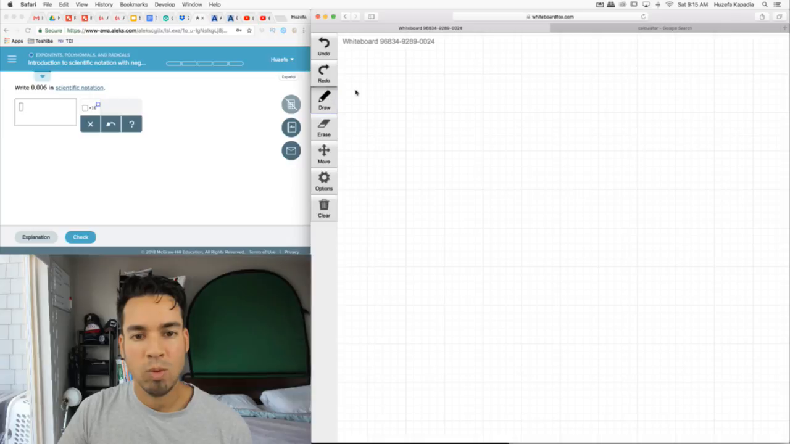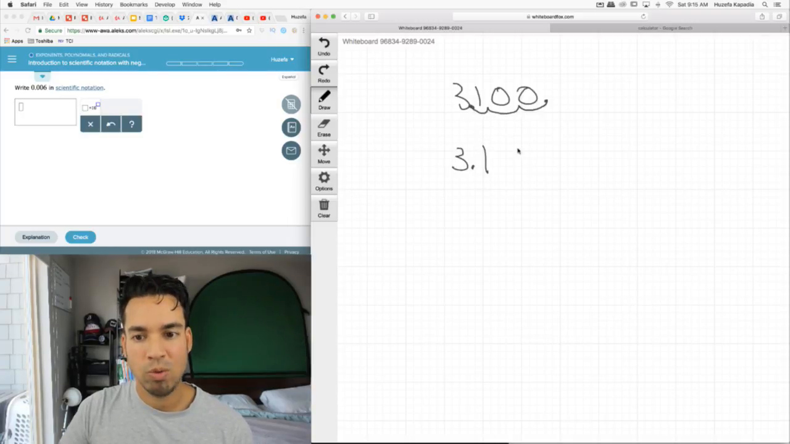Let's say we want to write 3100 in scientific notation. Well, we only want one number to the left of the decimal. So my decimal is right here, so I'm going to move it once, twice, 3 times. So now we got it as 3.1.